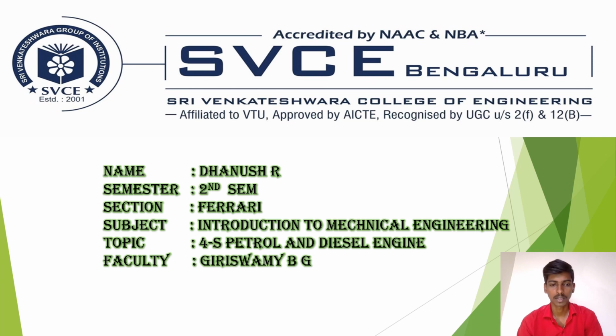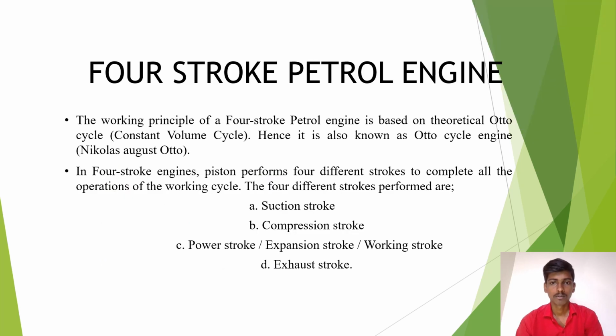Today our topic is about the four-stroke petrol and diesel engine. Four-stroke petrol engine. The working principle of the four-stroke petrol engine is based on the theoretical Otto cycle, the constant volume cycle. Hence, it is also known as the Otto cycle engine. In four-stroke engines, the piston performs four different strokes to complete all the operations of the working cycle.